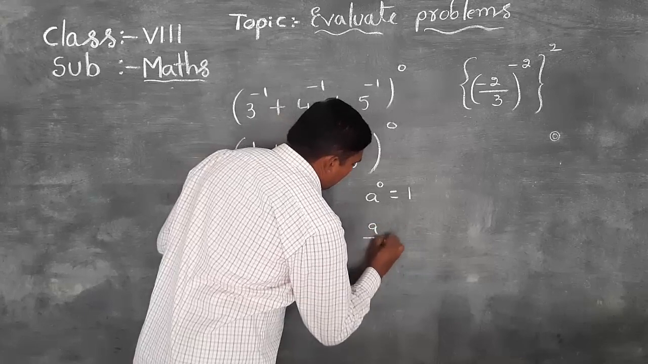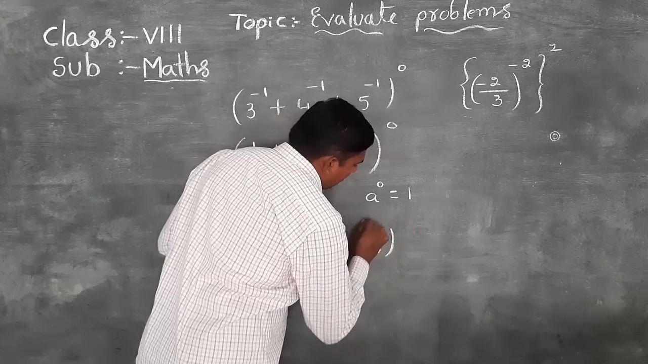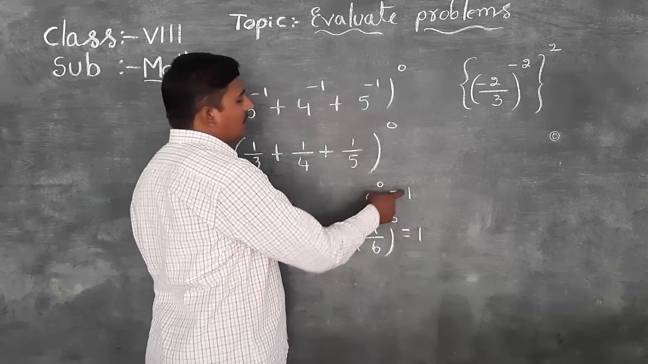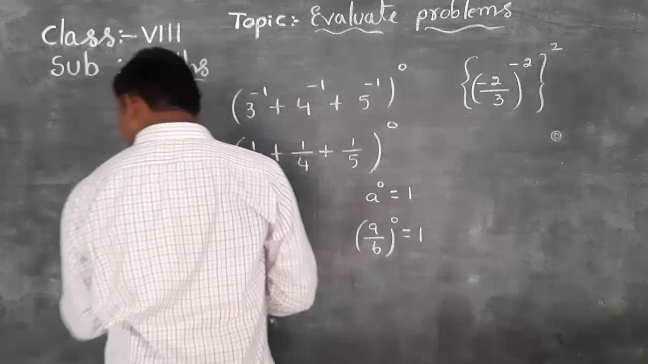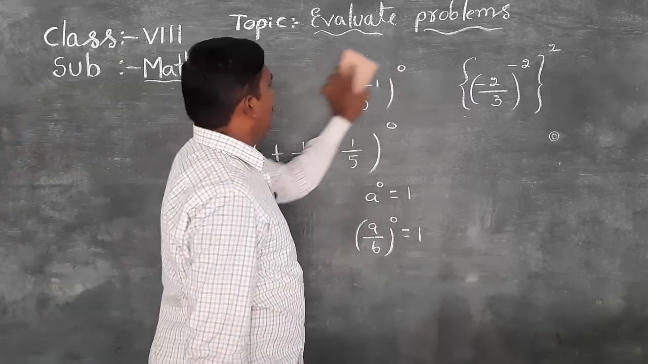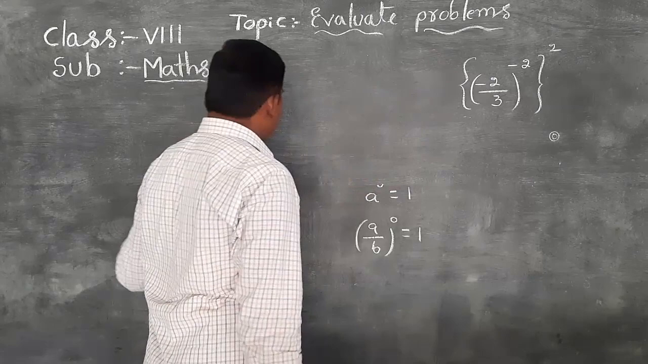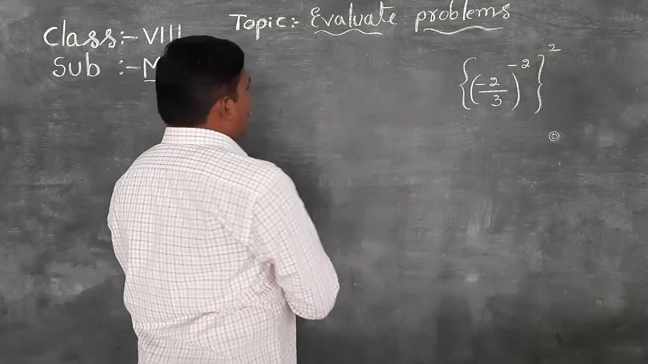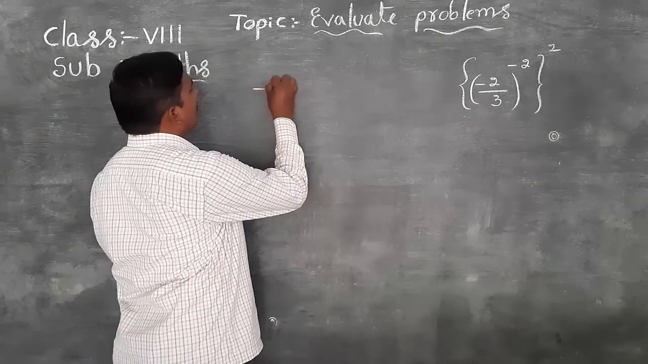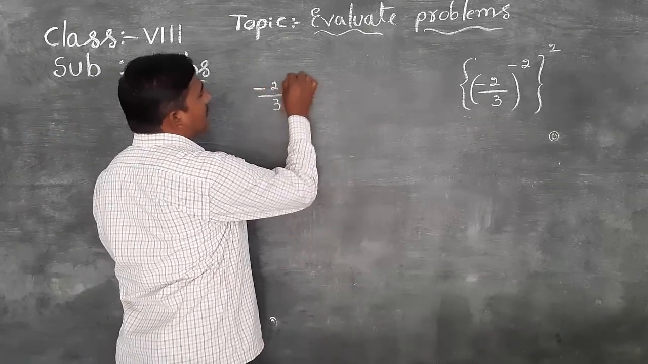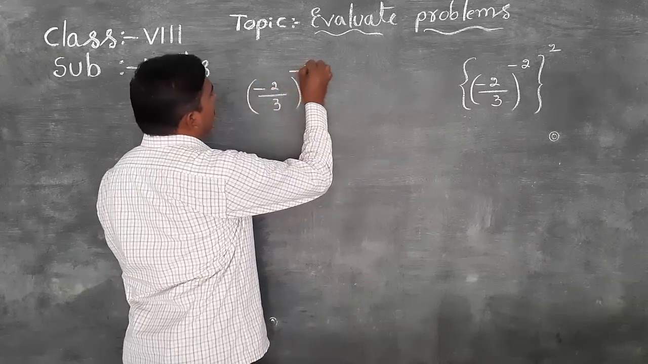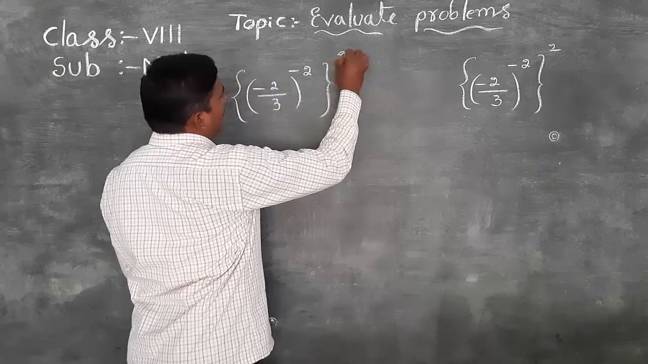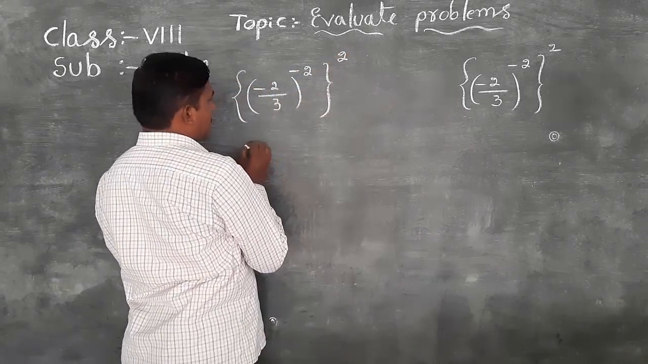Otherwise (a by b) power 0 is equal to 1. Okay, any value power 0 is equal to 1. Now, (minus 2 by 3) power minus 2, whole power 2 is equal to.